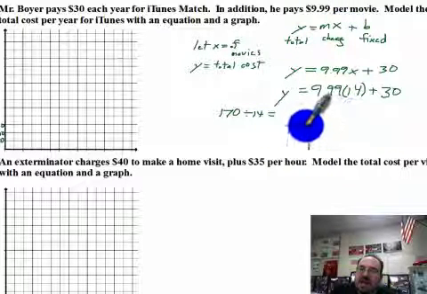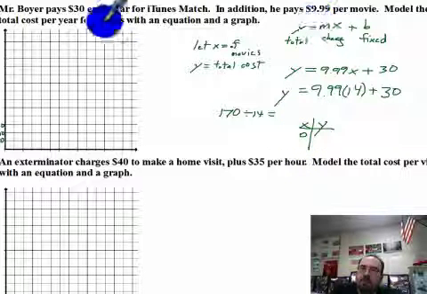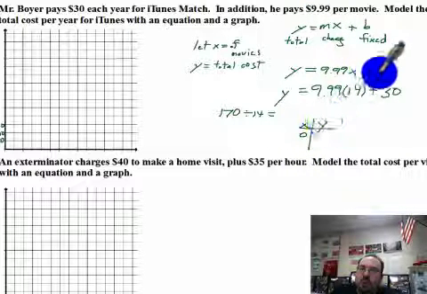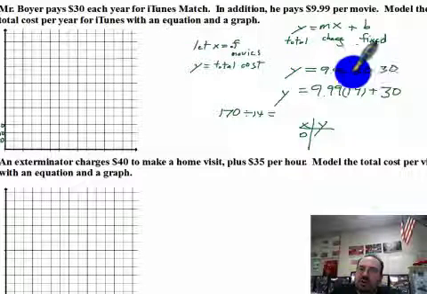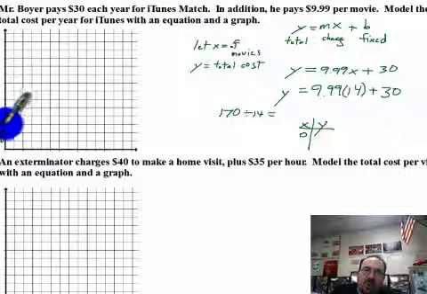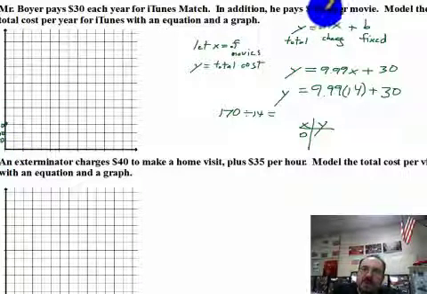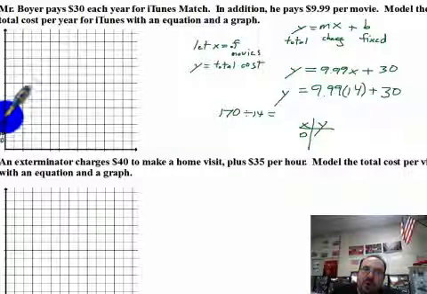So I'll make a table here, and when X is 0, my Y value would be what? Well, I could use the table feature, or I just look at this. If you plug in a 0 there, you're going to get 30 for Y. So I start at 30. That's my Y-intercept. And I go up $9.99 for every movie, so I go up not quite 10, and then over 1.